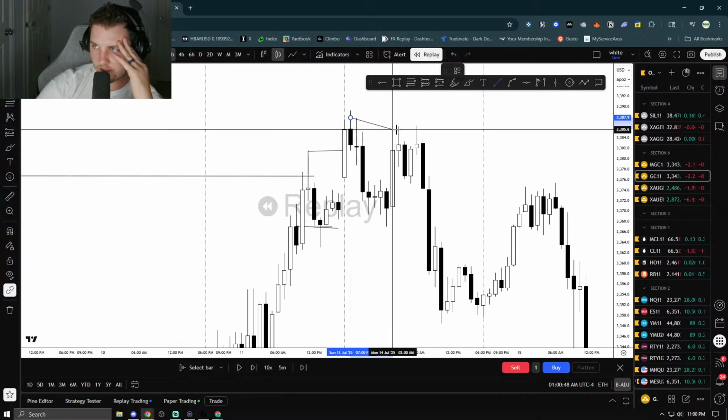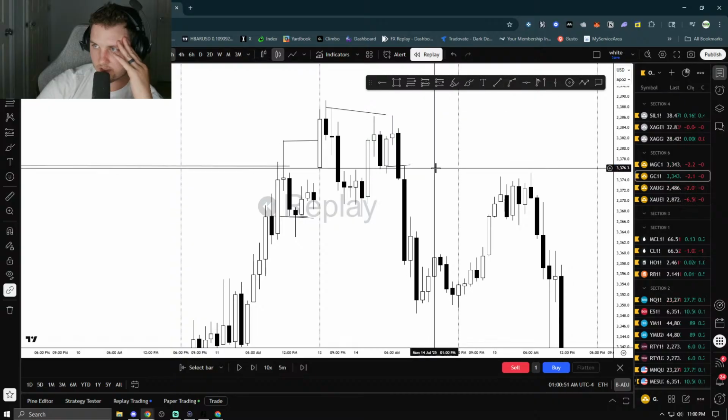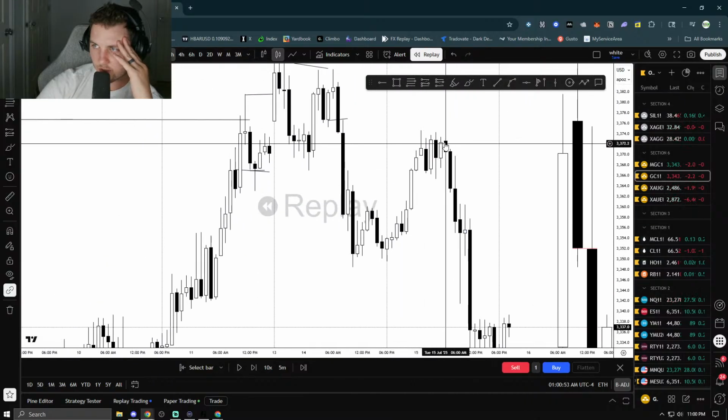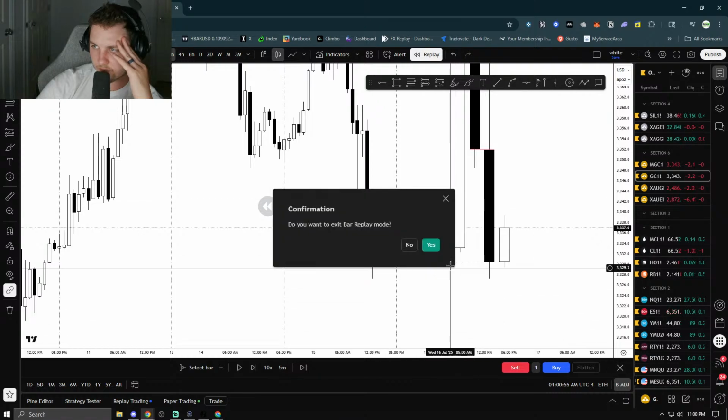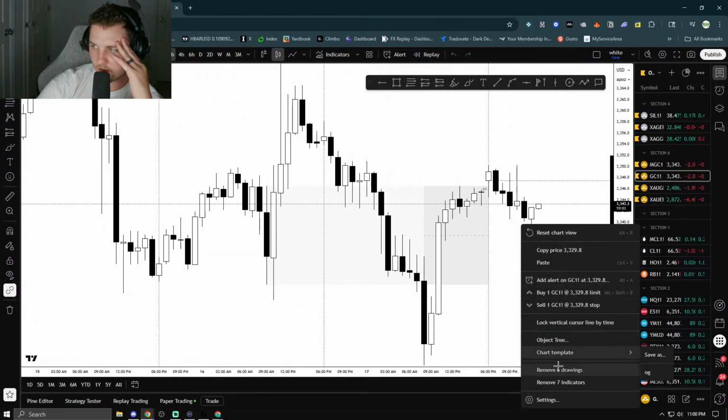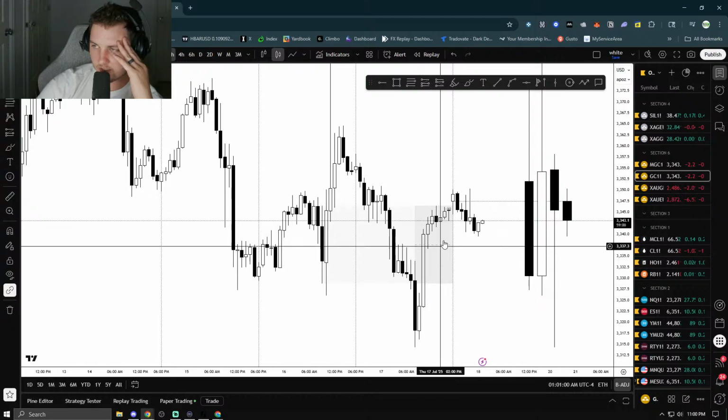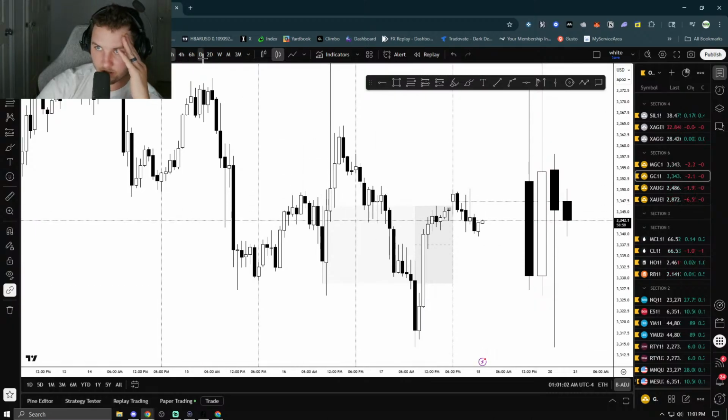And then SMT, CISD, expand into a pullback, into expansion. Is that where we're at now? No. To me, this is expansion pullback, so I'm pretty bullish on gold.